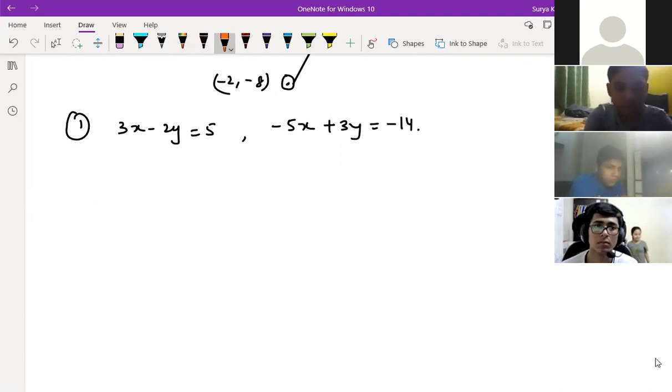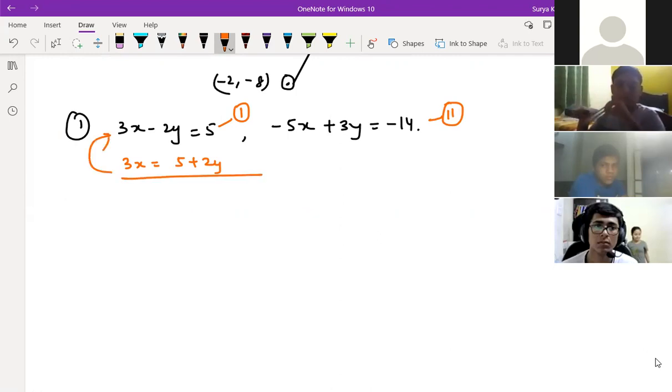Sir, then what I did is 3x is equal to 5 plus 2y. Very good. After this, I kept this term in the first one, sir. This is the first equation. This is the second equation. In the first equation I have kept it, sir. You are putting this in equation 1 only.